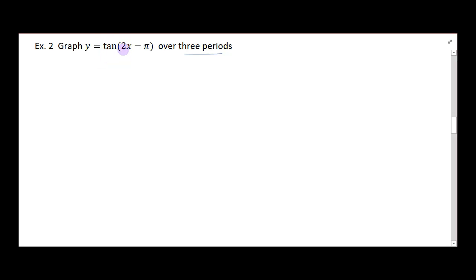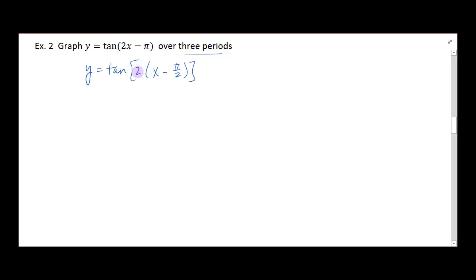I want my b, which is this value next to the variable x, isolated. In other words, I need to factor this coefficient out. So I'm going to start by rewriting the equation by factoring out this value for b, in other words 2. If I factor 2 out of both of those terms, I'm left with x minus pi over 2. So this is the function I now want to be looking at, the tangent of 2 times x minus pi over 2.